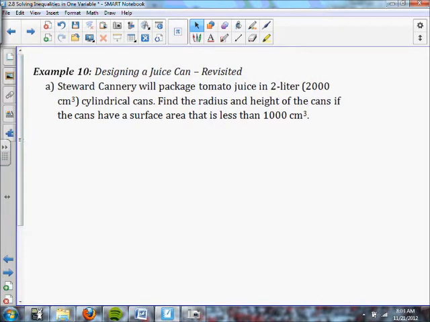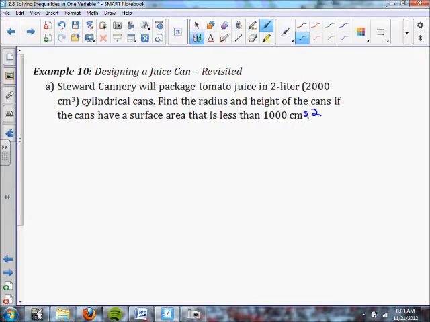Now, a company can packages tomato juice in 2-liter, which is 2,000 cubic centimeter, cylindrical cans. Find the radius and the height of the cans if the cans have a surface area that is less than 1,000 square centimeters. Okay? We've done a problem like this, right?